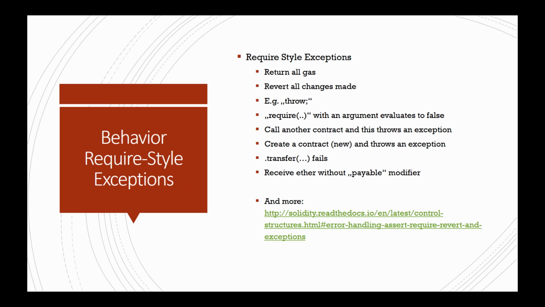The behavior of the require style exceptions is a little bit different. It will also revert all the changes, but it also returns all the gas. And it's basically the successor to the previously used throw. And you can also just write a require, and if this evaluates to false, it will also just return all the gas and revert all the changes. A require style exception is also thrown if you call another contract and that contract throws an exception, or if you create a new contract and during creation an error happens that throws an exception. If transfer fails, that is a require style exception. Or for example, if you receive Ether without a payable modifier, so if you're sending Ether to a function and it doesn't have a payable modifier. You can also read more at exactly the same link in the control structures in the Solidity docs.